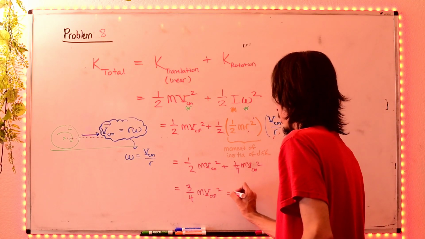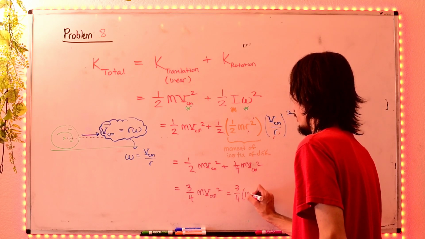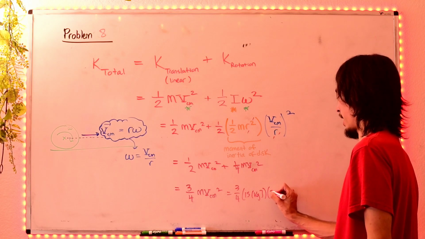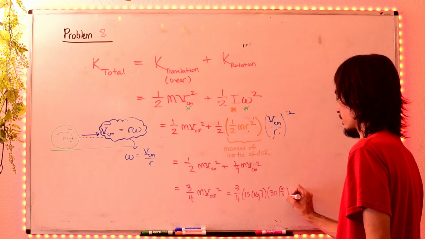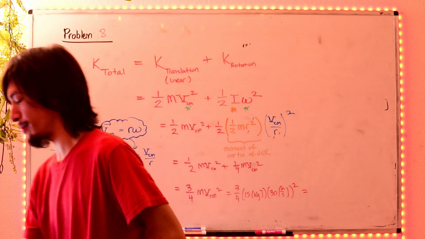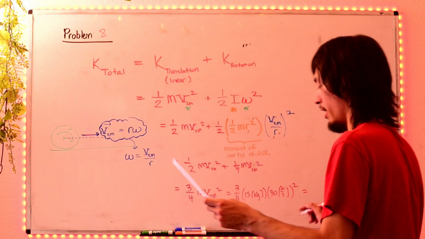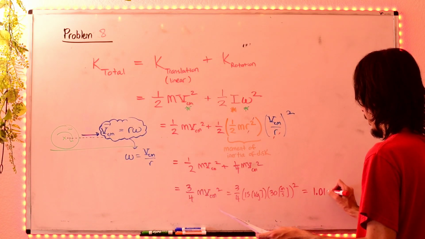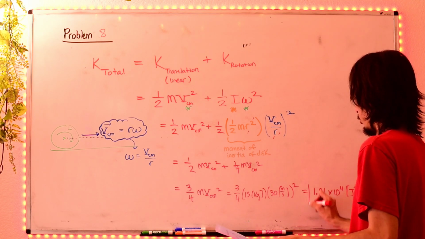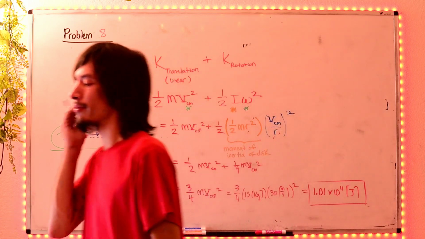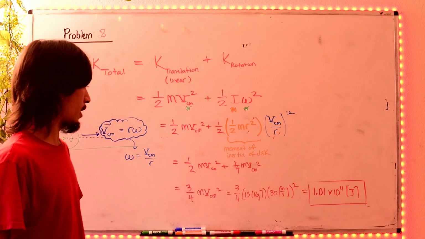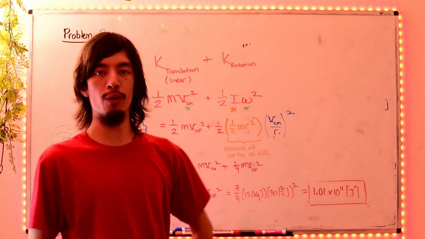You can just plug in all this information. So 3/4 of a 15 kilogram tire times the velocity of the center of mass, which is 30 meters per second. Don't forget to square it. And you get that the total kinetic energy of the system, finally, is 1.01 times 10 to the 4th joules. Let me know if you have any questions on this one, and we'll wrap everything up.